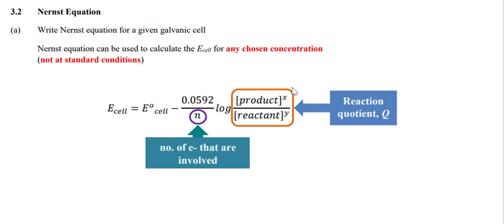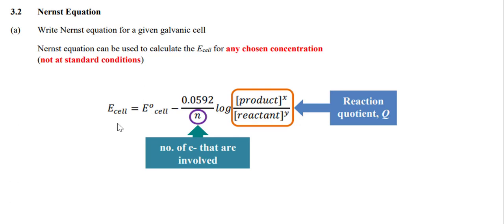In our previous lesson, we learned how to calculate the standard cell potential, which is the E naught cell, for a reaction at standard conditions, which is 25 degrees Celsius, 1 atm of gas pressure, and 1 molar of solution. The Nernst equation is used to calculate the cell potential, which is the E cell, for any chosen concentration. So we are going to use the Nernst equation if our voltaic cell is not in standard conditions.